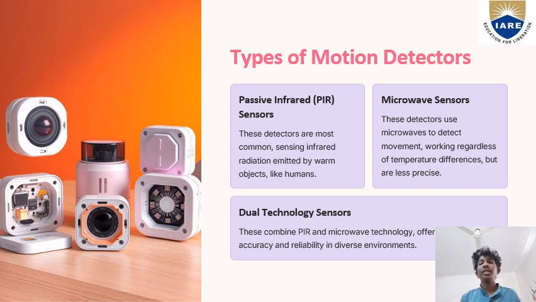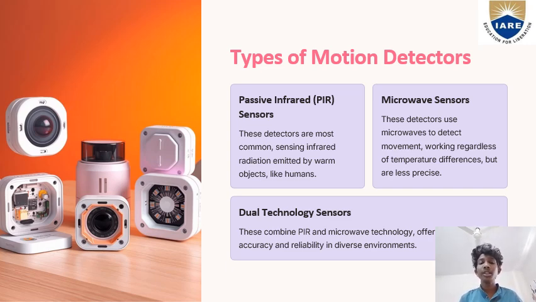Disadvantage: can be triggered by heat sources, pets, or drafts. Second one is the microwave sensor. This detector uses microwaves to detect movement. It works regardless of temperature differences but is less reliable in some conditions. Microwave radiation is emitted by the sensor and reflected by objects. Advantages: can detect motion through objects, high sensitivity, and wide coverage area. Disadvantages: can be affected by metal objects, high power consumption, and expensive.